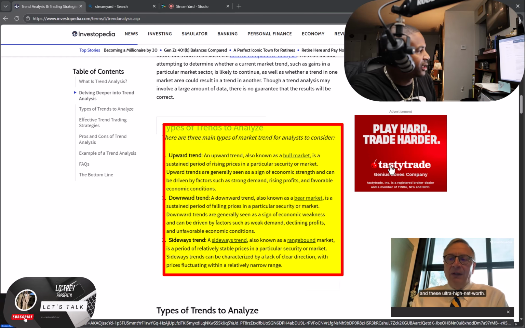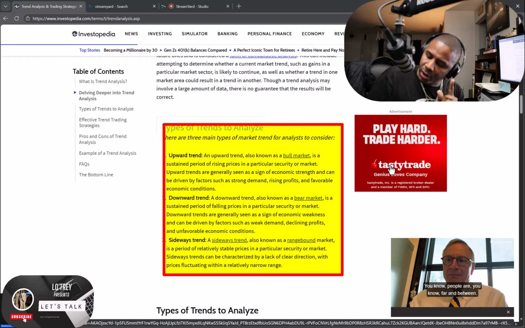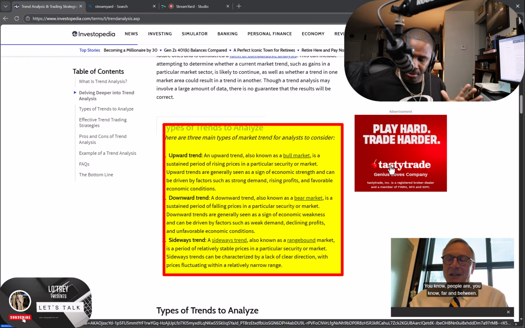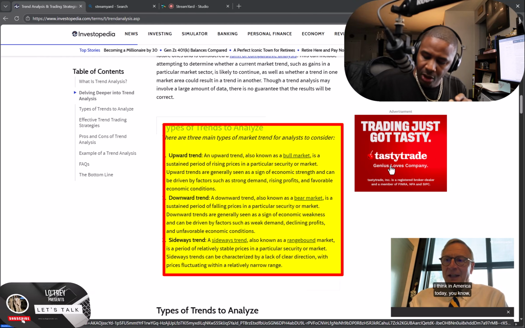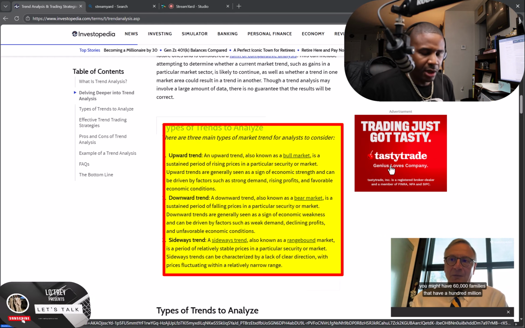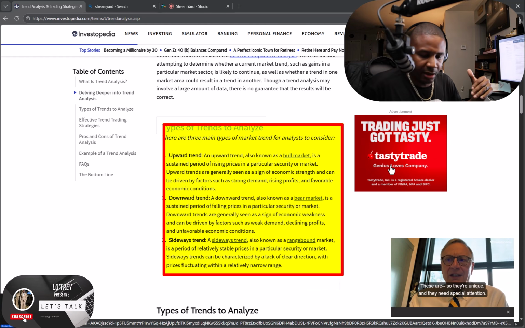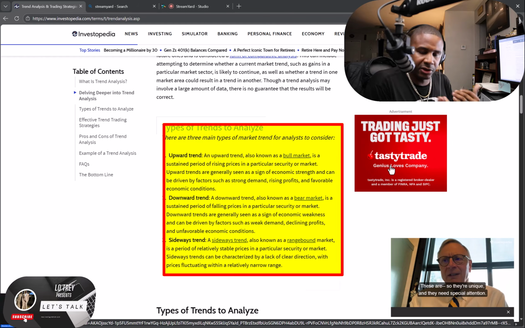But the technical definition of it is a downtrend, also known as bear market. I actually want you to remember that. Remember bear market. All right? Bear market. Bearish. When you hear bear market or bearish, that means that the stock is going down.